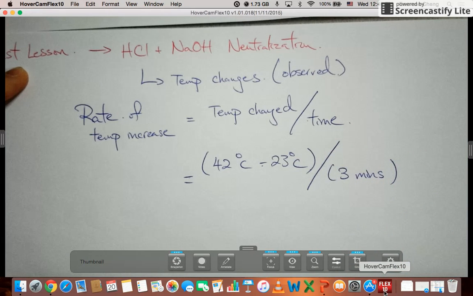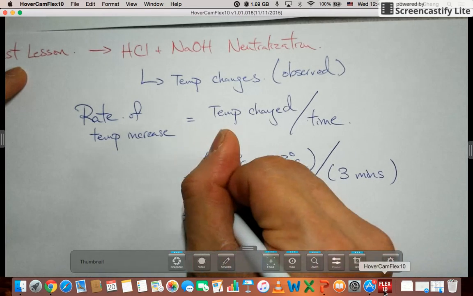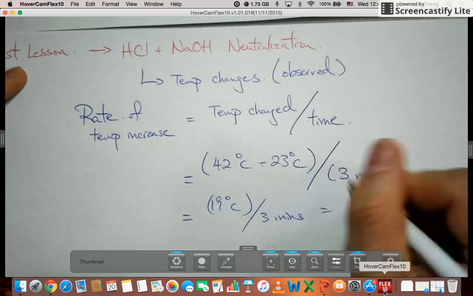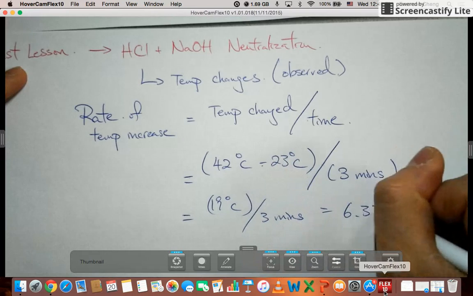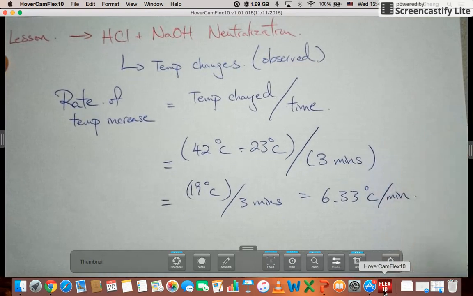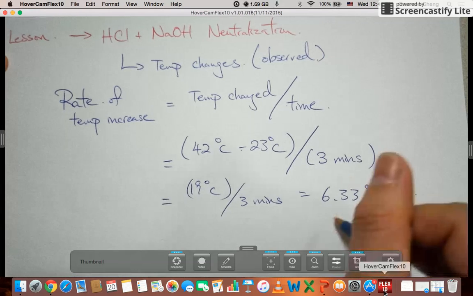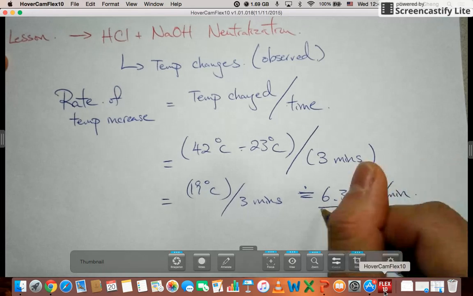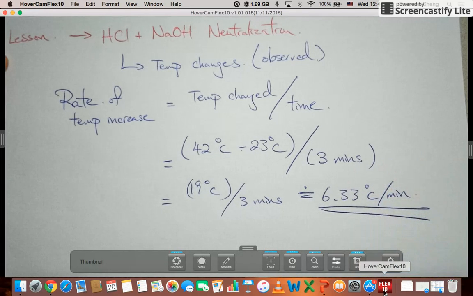So in this case, when you do it this way, it's 19 degrees divided by 3 minutes. That looks like something like 6.33 degrees per minute. Roughly speaking, because it's 3 repeated. So that would have been your rate of temperature increase. Good so far? That also tells you how fast your reaction is going.